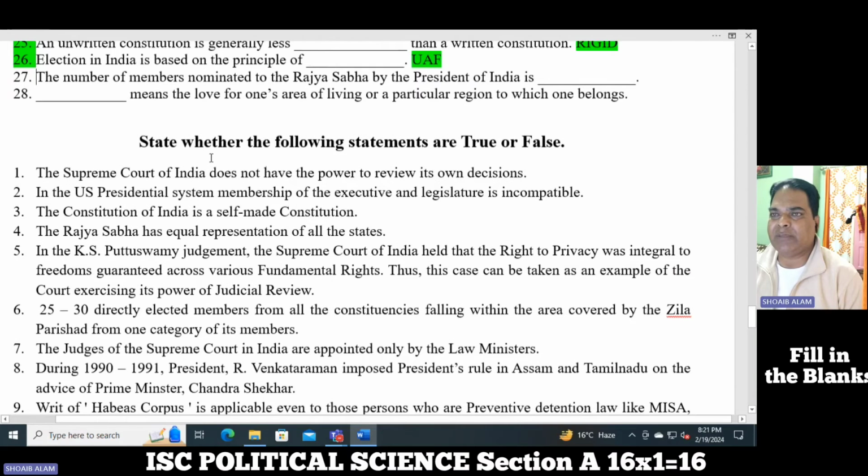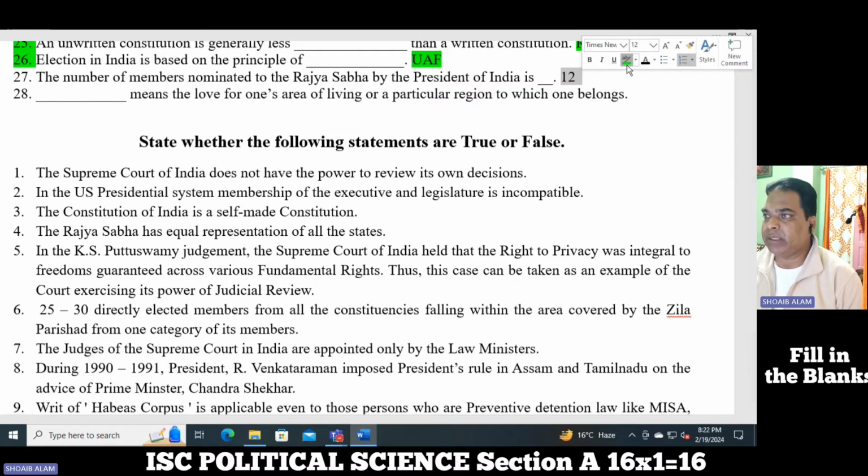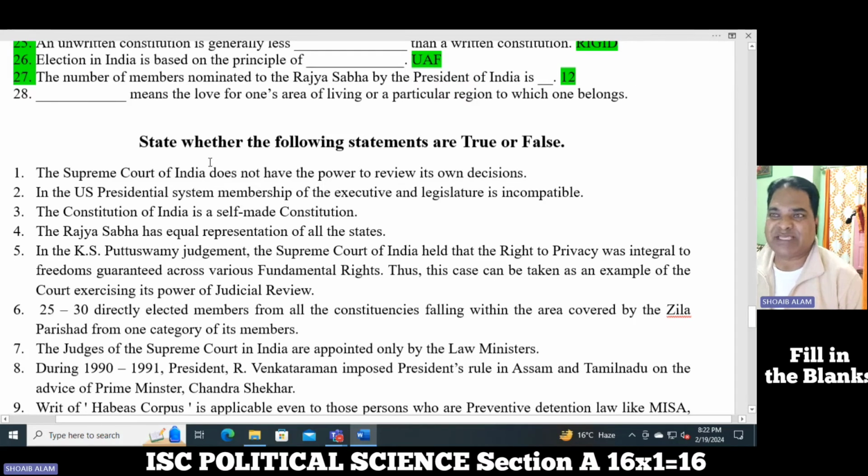The next one, the number of members nominated to the Rajya Sabha by the President of India is. How many members can be nominated? 12. Twelve members can be nominated by the President from among the persons who have excelled in the field of art, science, social service, literature.